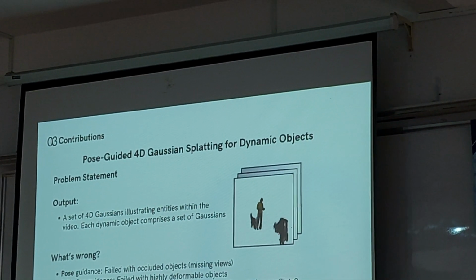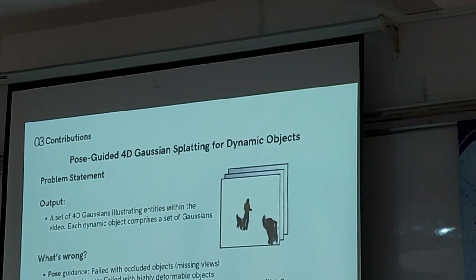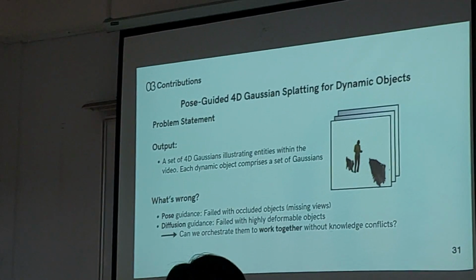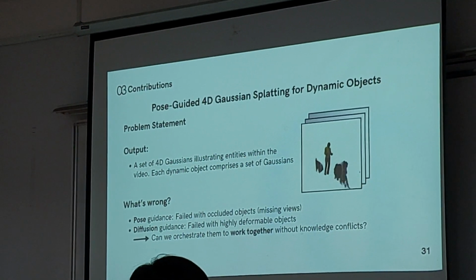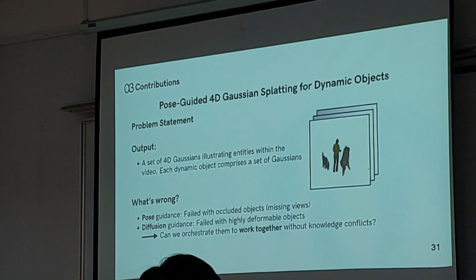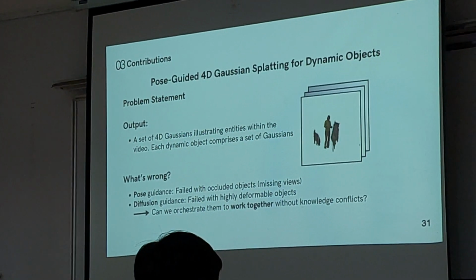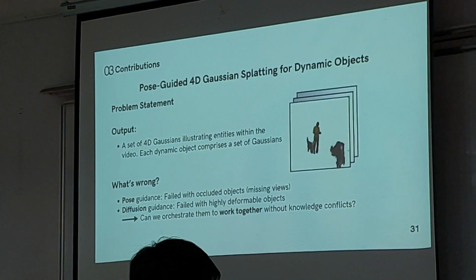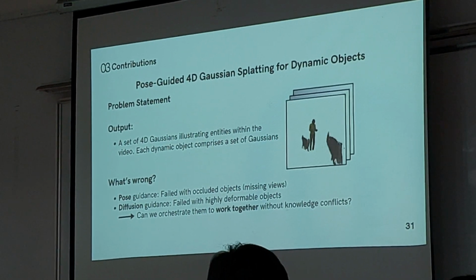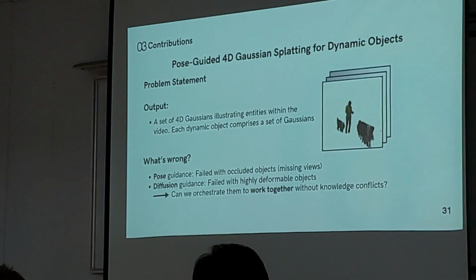But what we observe is that pose guidance works well for the posed objects but is missing some views of the parts, and diffusion guidance struggles to handle objects with high articulation. So a question pops up: can we really orchestrate the two guidances without knowledge conflict and together improve the quality of the reconstruction? What we did is to answer this question.